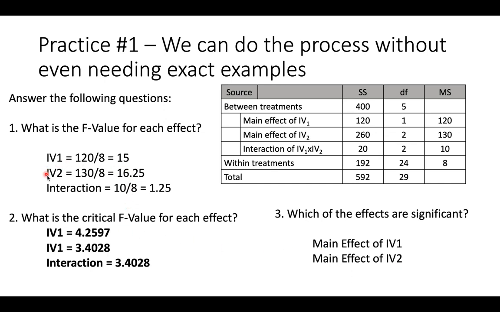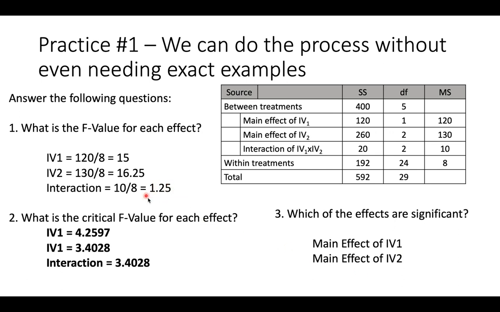We do the same thing for variable 2. It has a large F of 16.25. We compare that to its critical value. Oh, sorry, that should say 2. My bad. We compare it to the critical value of variable 2, which is 3.4028. So its F is larger than this critical value. So we have a significant main effect of variable 2.